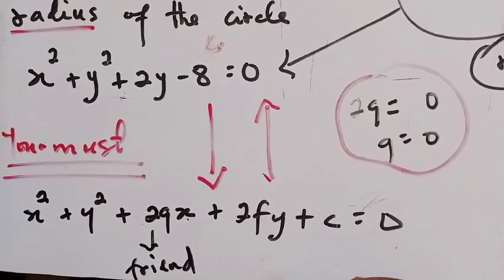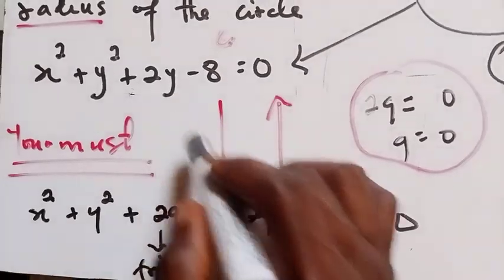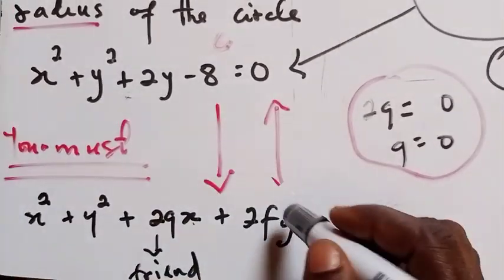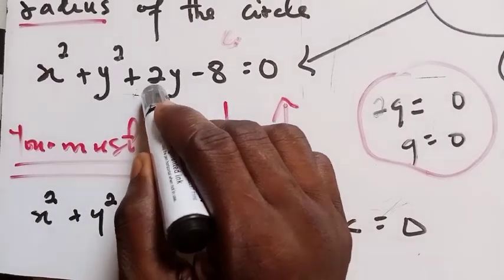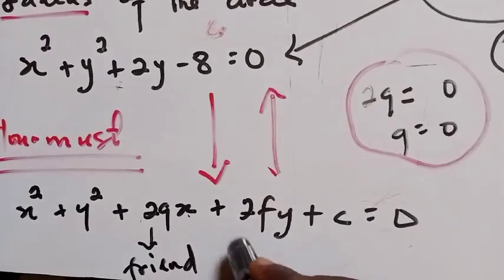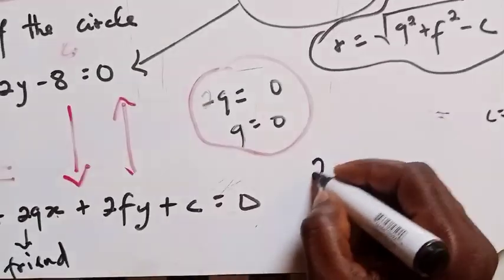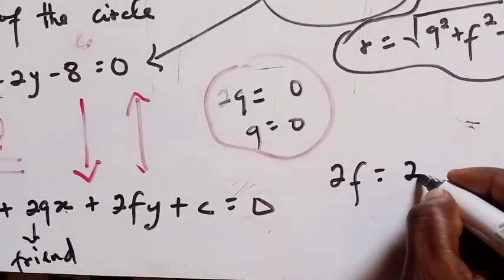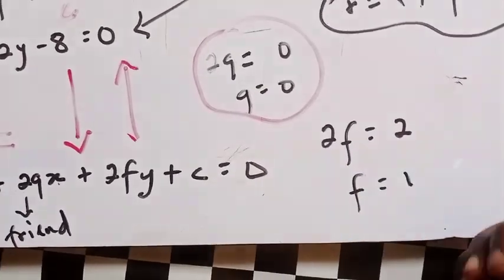The same process, right? So you have the 2f is a friend of y. Comparing that, if you do the comparison, you can say that our 2f here is also a friend of a 2 in this equation given to us, meaning that 2y is going to be equal to 2f. So if you do that comparison, you have 2f that is equal to 2, right? Solving this, you have your f to be equal to 1.